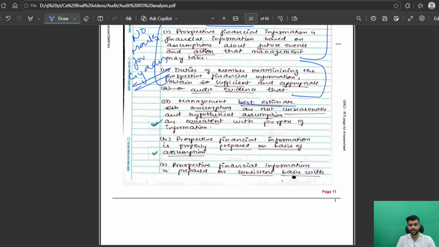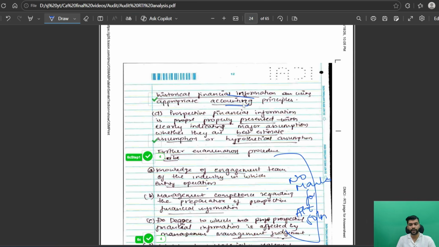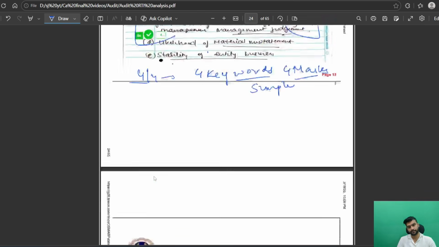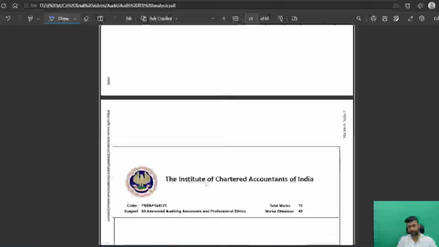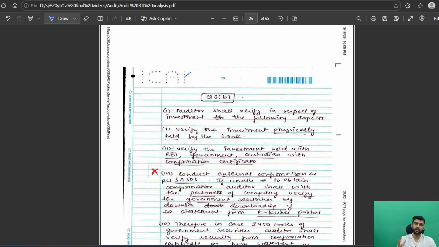First keyword, best estimate, unreasonable. Second keyword, prepared on the basis of assumption. Third keyword, historical financial information. Fourth keyword, properly presented. That's it. So 4 keywords, 4 marks, simple. I am going to give this analysis to you in the description so you can see the entire paper. But the only learning is that keywords matter. In audit, only keywords matter. You write anything around it, you will not get marks.